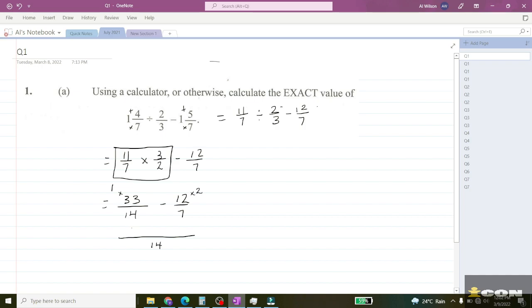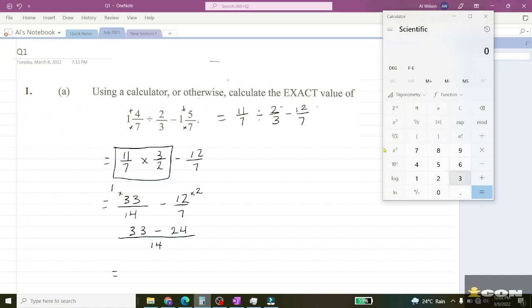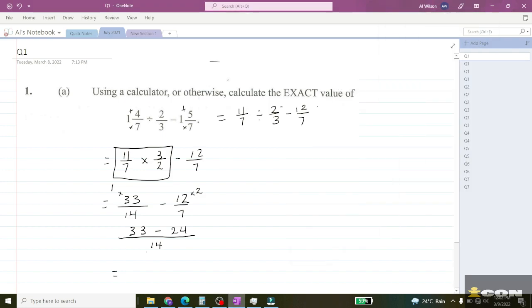1 times 33 is 33. Subtracting 2 times 12, which is 24, which is now going to be equal to 33 minus 24. So we have 33 subtracting 24, which is going to give us 9. So here we have our 9 divided by 14. And that there is the first question.